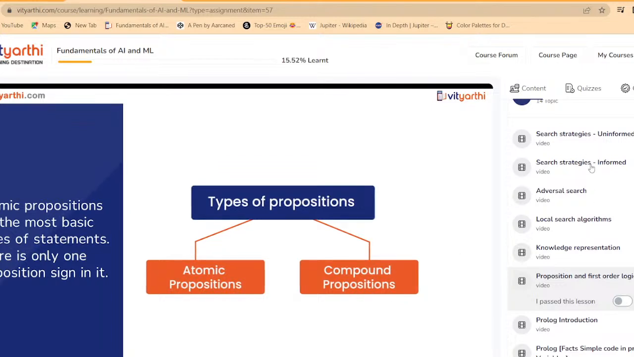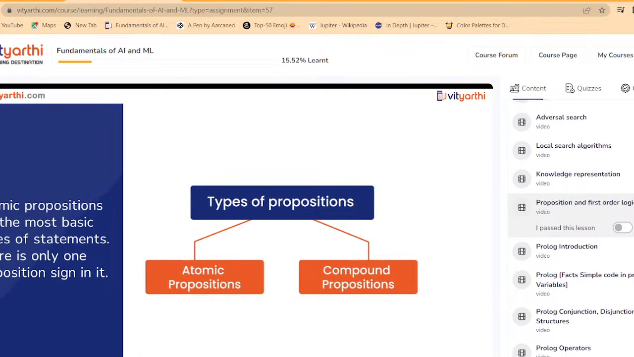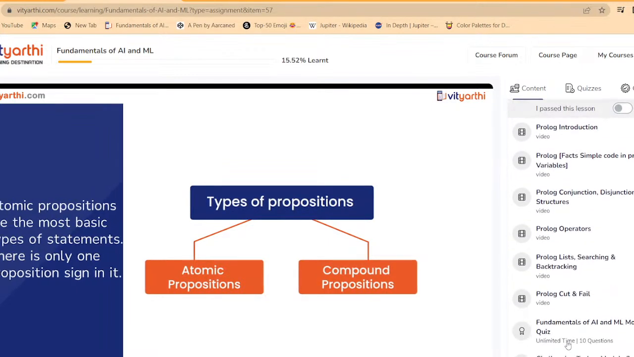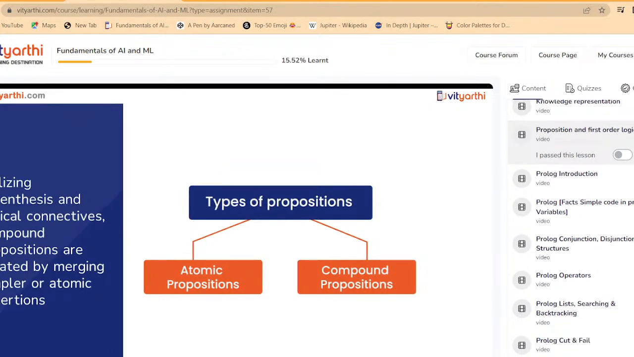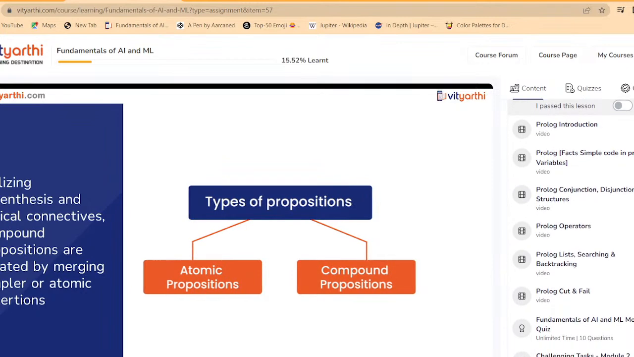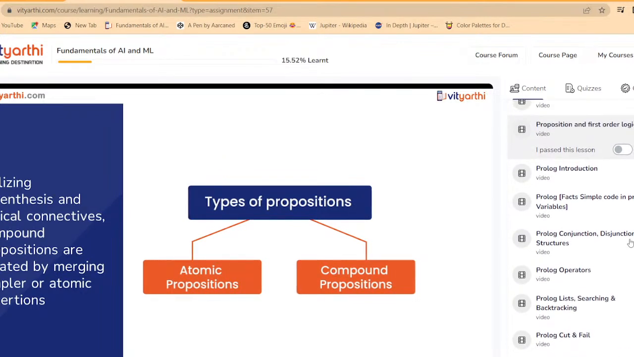There is only one proposition sign in it. These are the statements that can only be true or untrue. Utilizing the parentheses and logic connectives, compound propositions are created by merging simpler or atomic assertions.